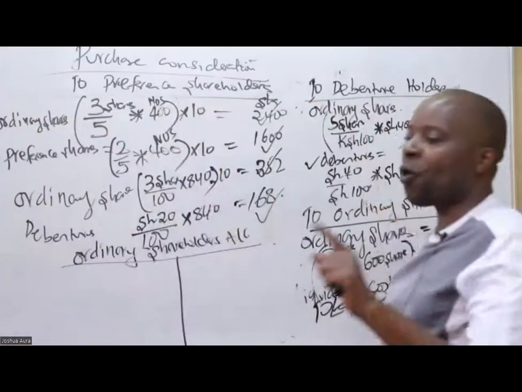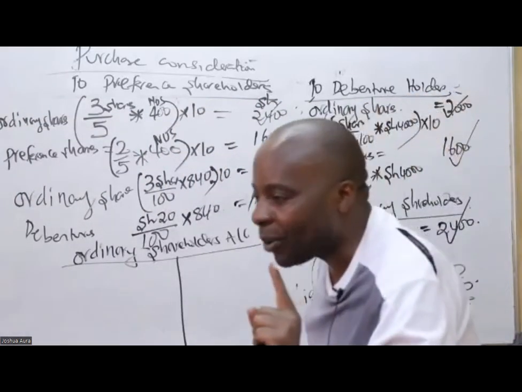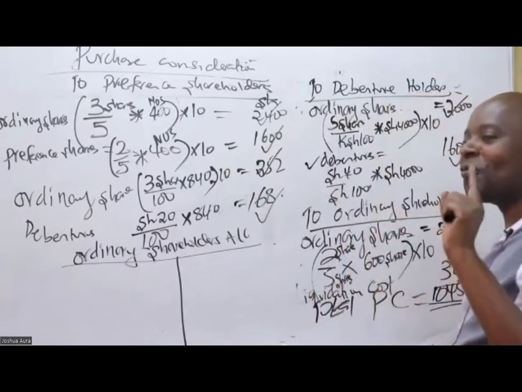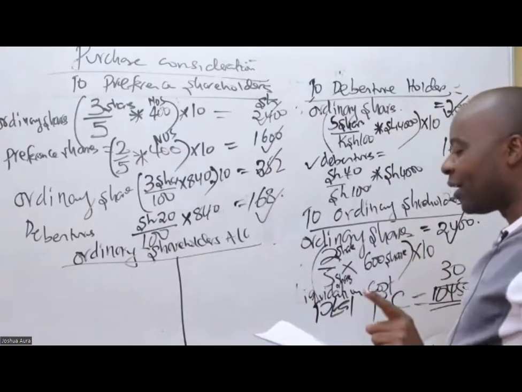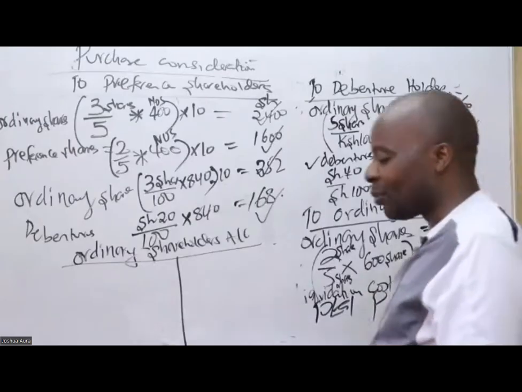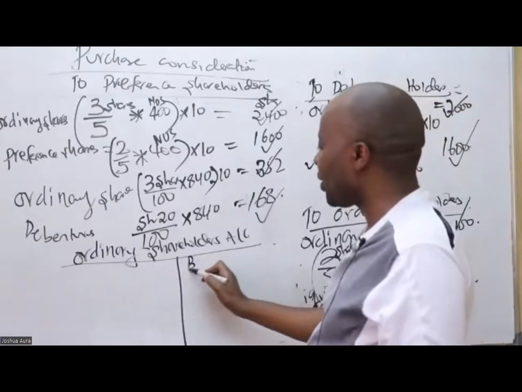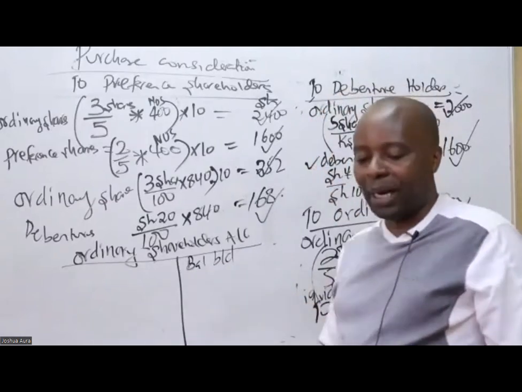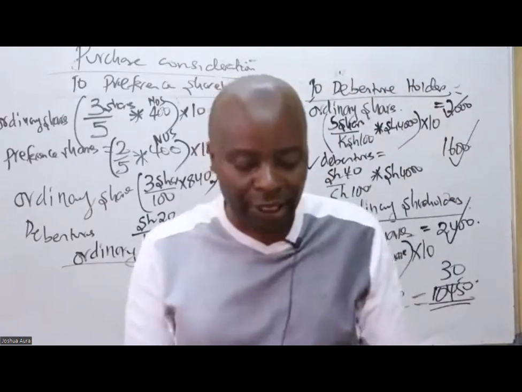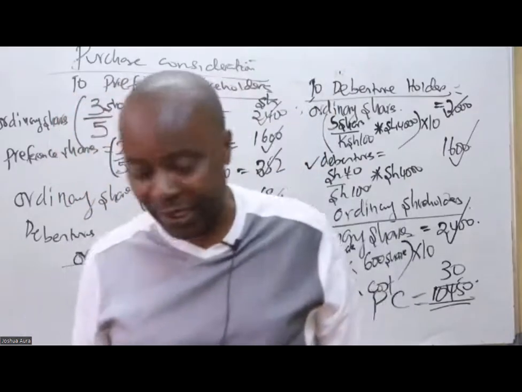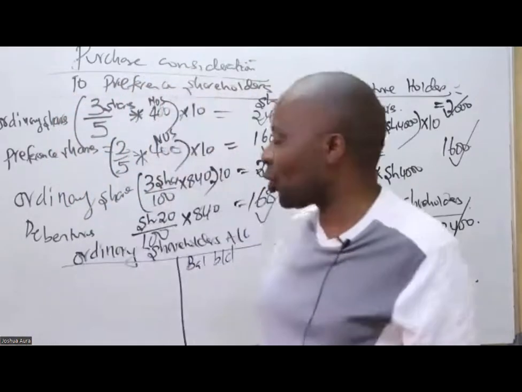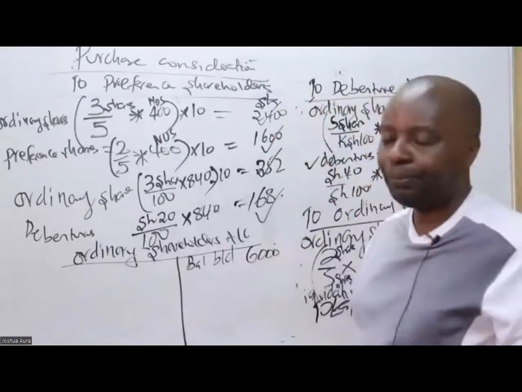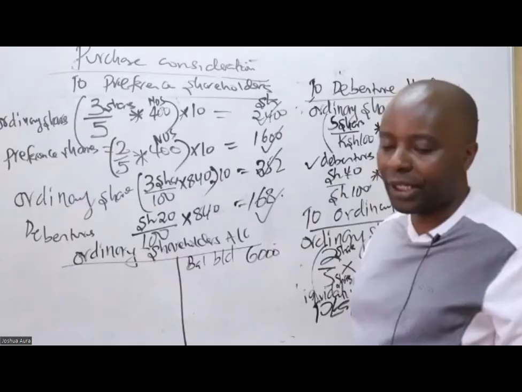So we start from their current position. We start from balance brought down. So is there anybody who can see the balance brought down of these ordinary shareholders? Balance brought down of the ordinary shareholders. 6,000, isn't it? 6,000, thank you very much.